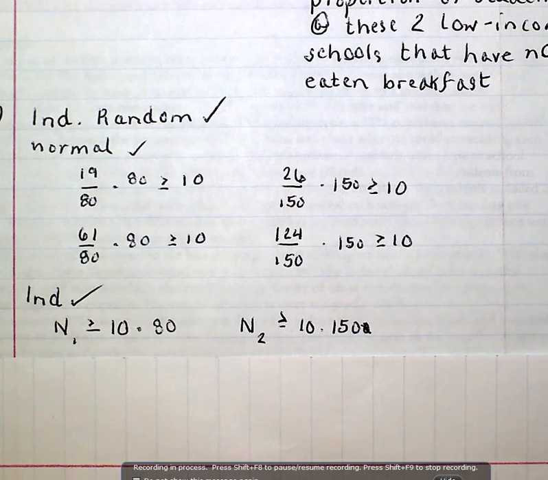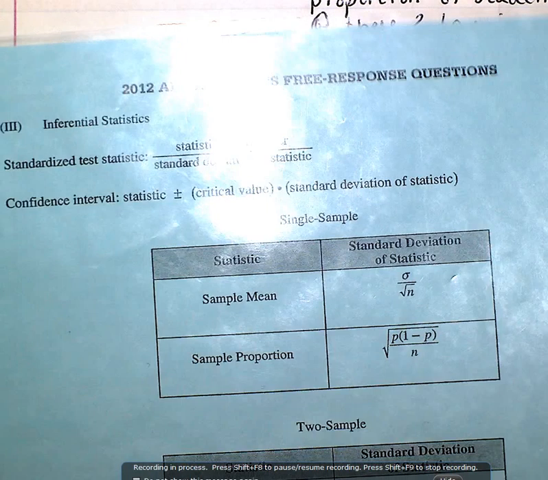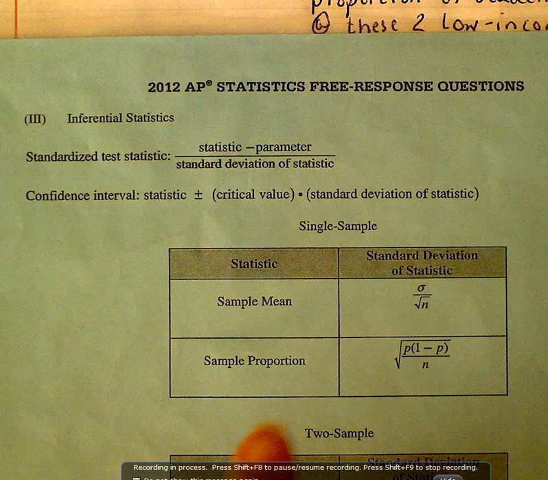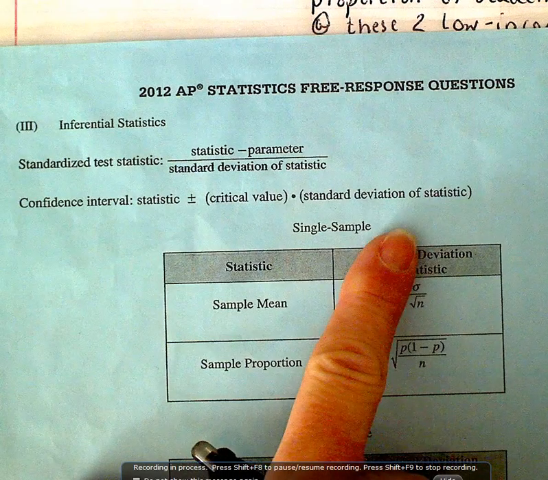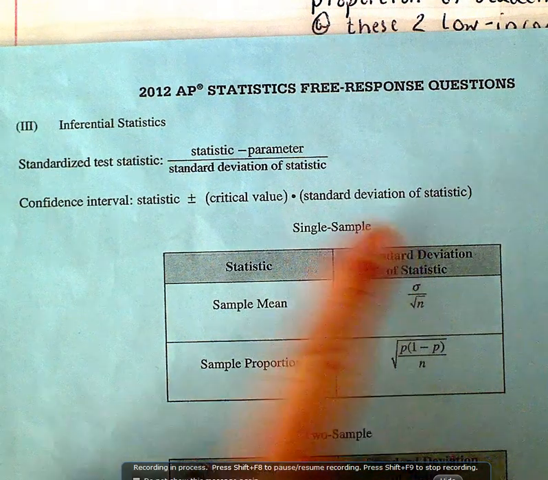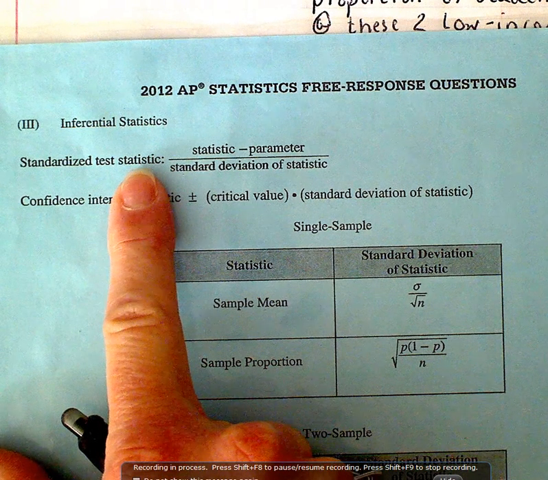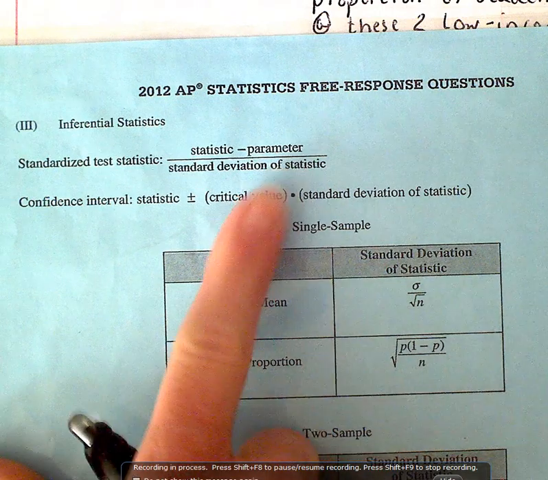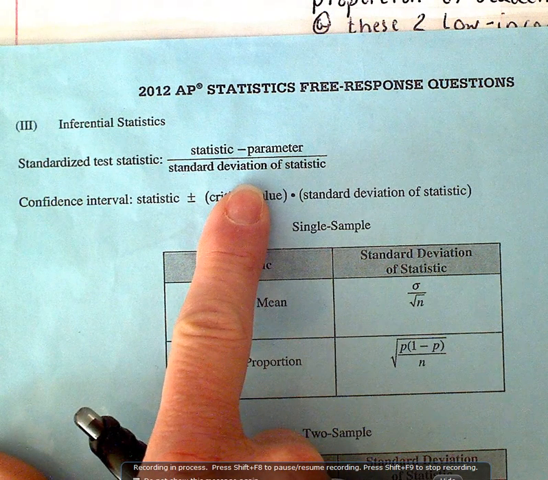Now, we know with confidence intervals, every confidence interval has a basic model, and that is take a statistic plus or minus a critical value times a standard deviation. But we're doing a hypothesis test. So all hypothesis tests have a basic test statistic formula. You take your statistic minus your parameter, and you divide by the standard deviation of your statistic.